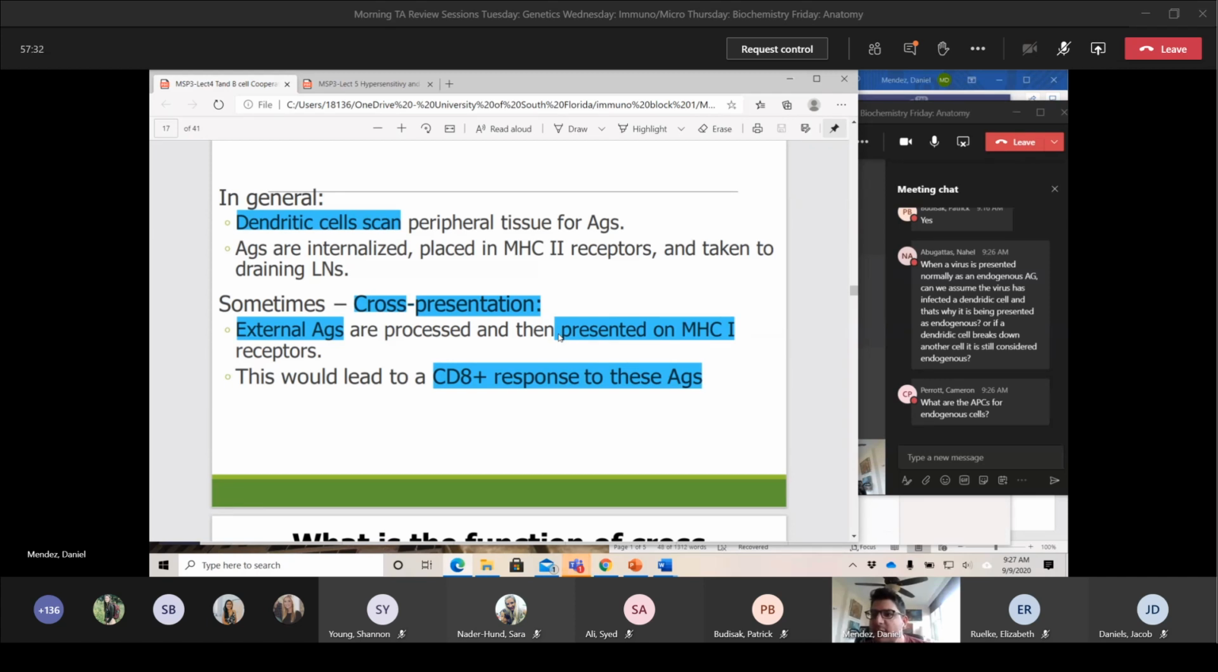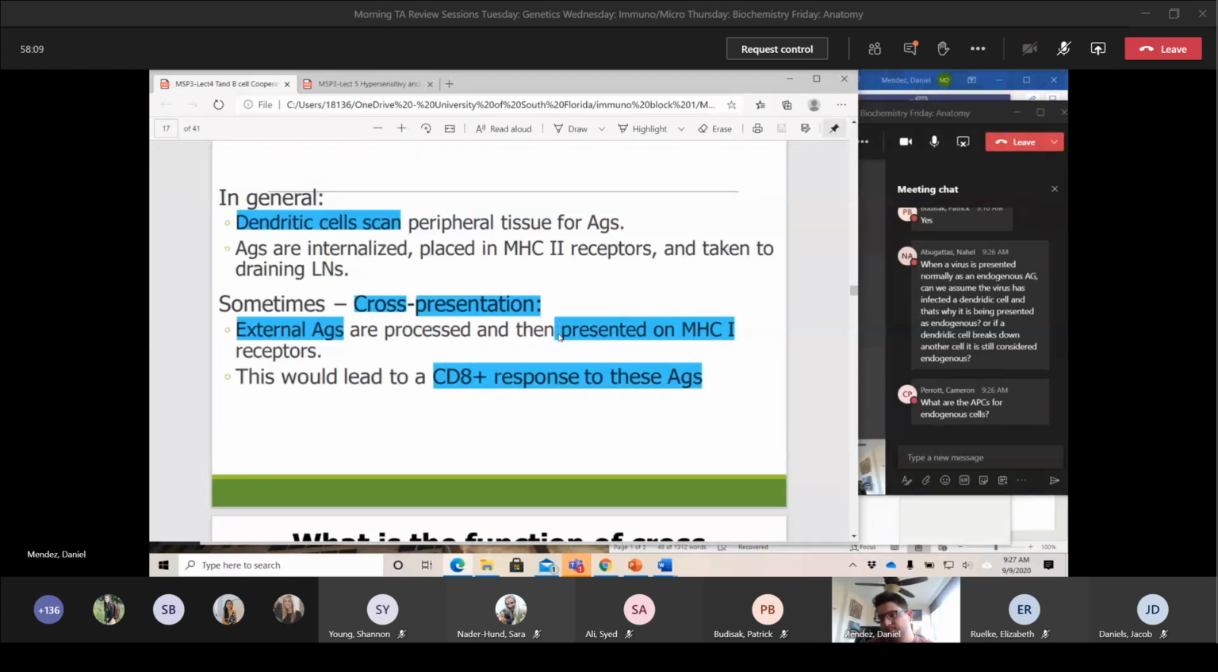When a virus is presented normally as an endogenous antigen, can we assume the virus has infected a dendritic cell and that's why it's being processed as endogenous? To answer both Nahel and Cameron's questions: when a virus infects a cell and it creates endogenous antigen, that's just viral particles that it's making. As we know, viruses come in, infect the host, and then take over the host machinery. Because they don't have that machinery themselves, they use the host machinery for replication. Some of those pieces of replication are our peptide antigens, and that's going to be our endogenous antigen.